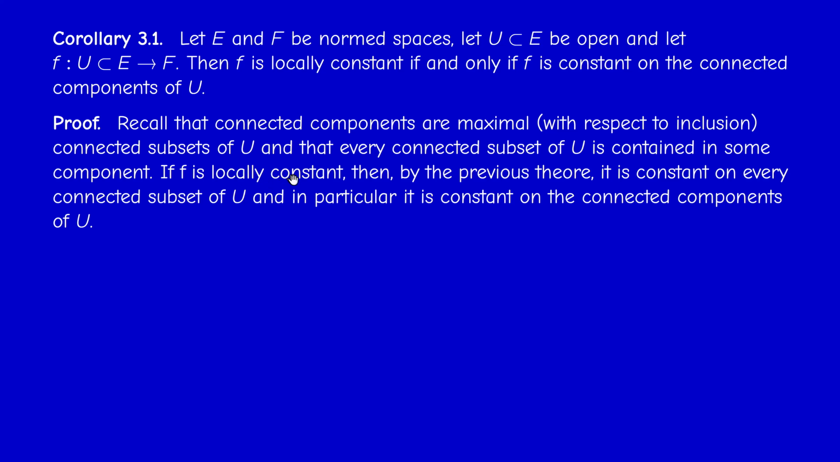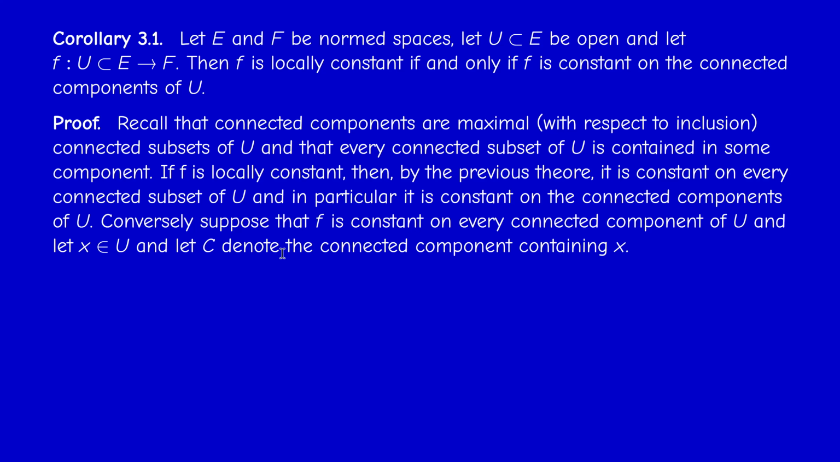Suppose first that F is locally constant. Then by the previous theorem, it is constant on every connected subset of U. And in particular, it's constant on the connected components of U, because connected components are connected subsets. In some sense, they are maximal elements with respect to inclusion, of course. Conversely, suppose that F is constant on every connected component of U. We want to prove that F is locally constant.